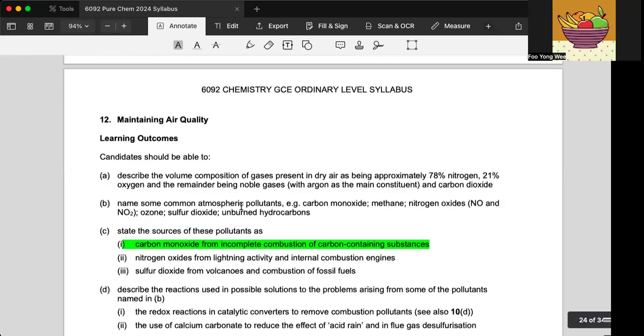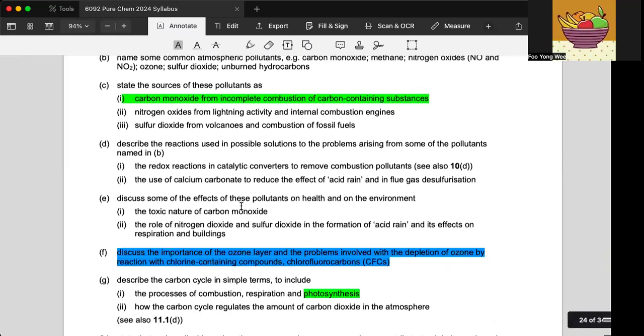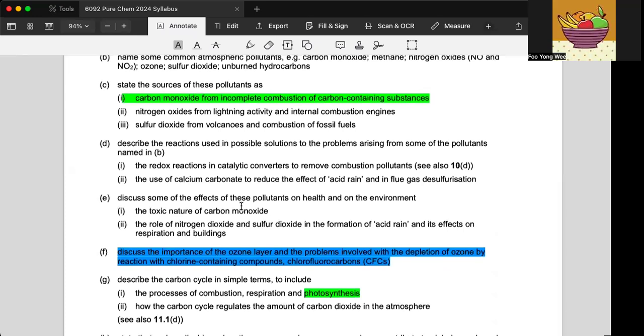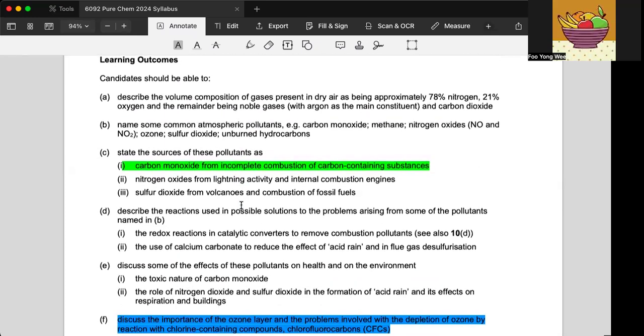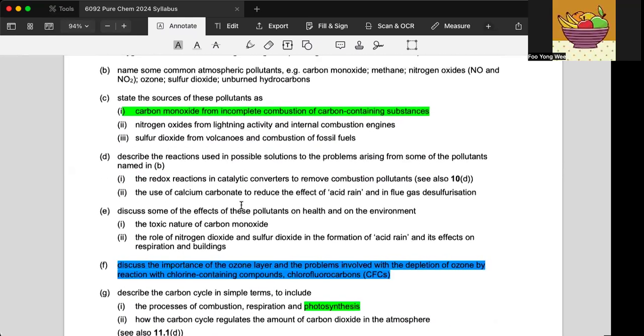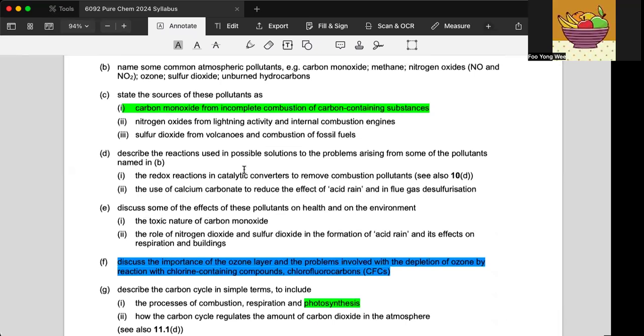Maintaining air quality is a very popular question. It will come up, although the weightage is not a lot. It may come out as a data-based question, but even then it won't be so substantial, because most of the answers can be derived from the passage itself or from the data. But you still must have content knowledge.